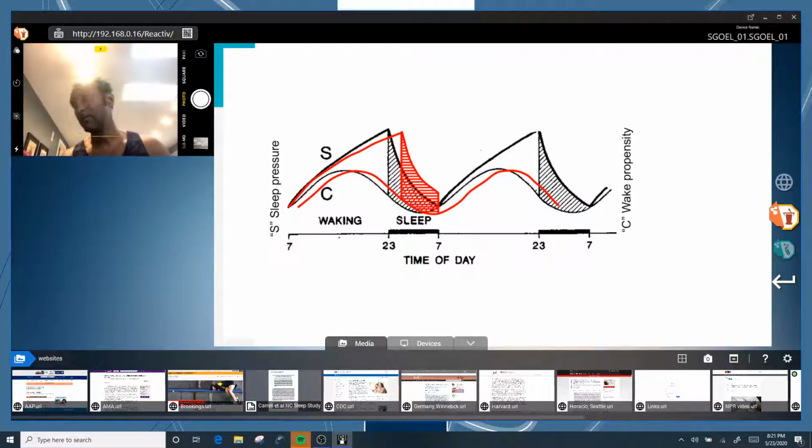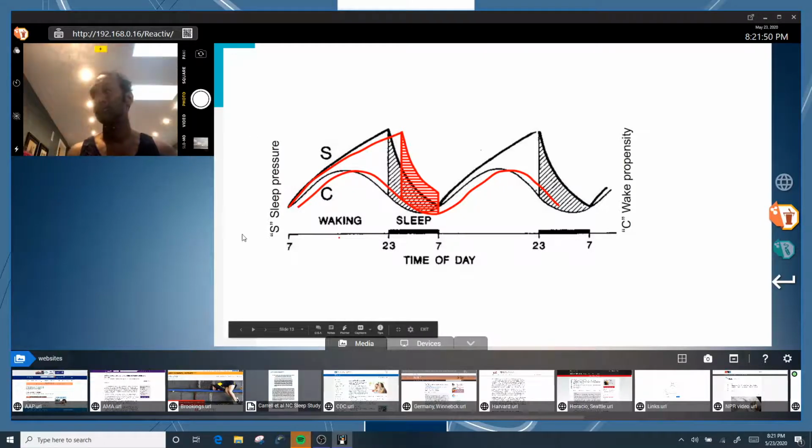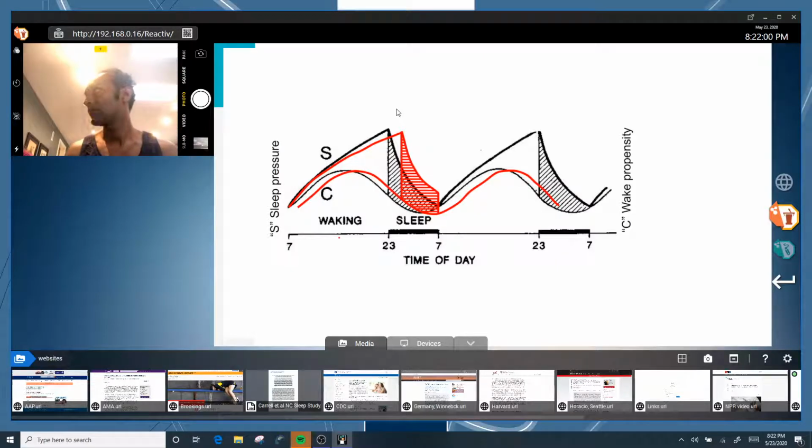Normal, your normal chronotype. And the red line is the teenager's chronotype, so a later chronotype. Here you can see S, where sleep pressure is. It's basically how tired you are, so it rises as you are awake. As the day goes on, you have more ability to fall asleep. It becomes shorter for you to fall asleep the longer you're awake.